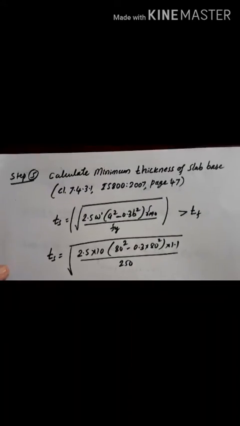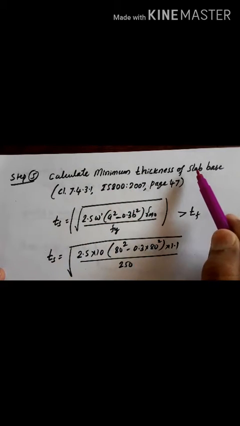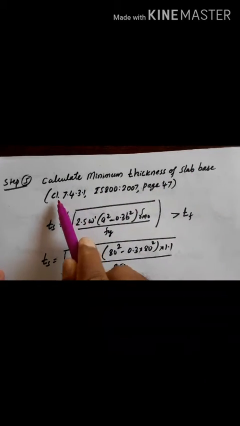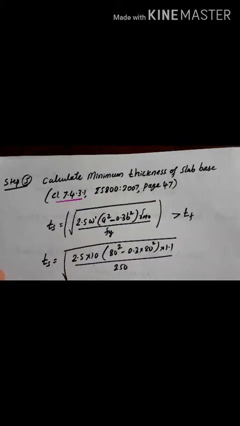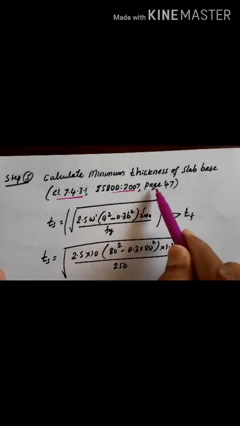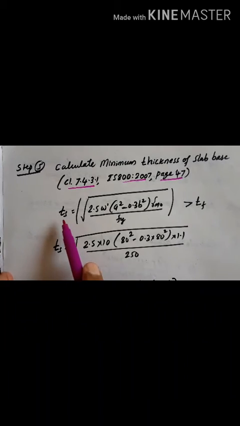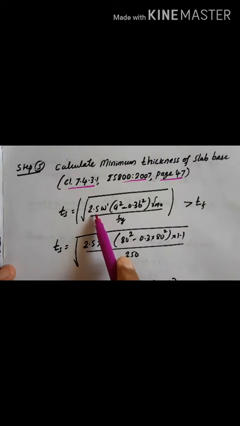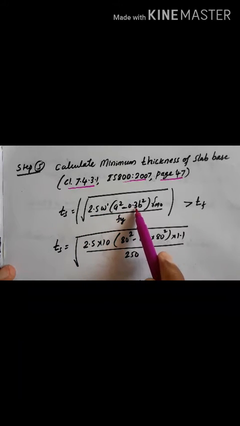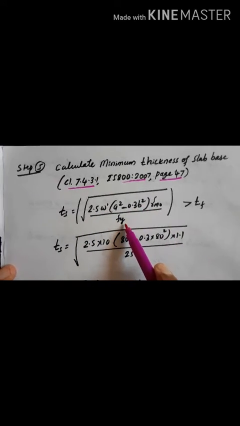The next step is what? Calculation of minimum thickness of base slab. It is given in clause 7.4.3.1 in IS 800:2007, page number 47. If you refer there, you will get the direct formula for calculation of thickness of base slab. This is given as the square root of 2.5 W dash, where W dash is the actual bearing pressure acting on the concrete pedestal, into bracket A square minus 0.3 B square, into gamma m divided by Fy.